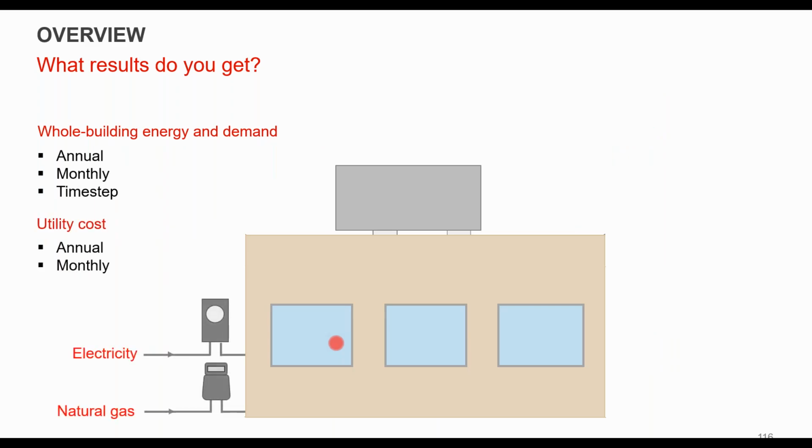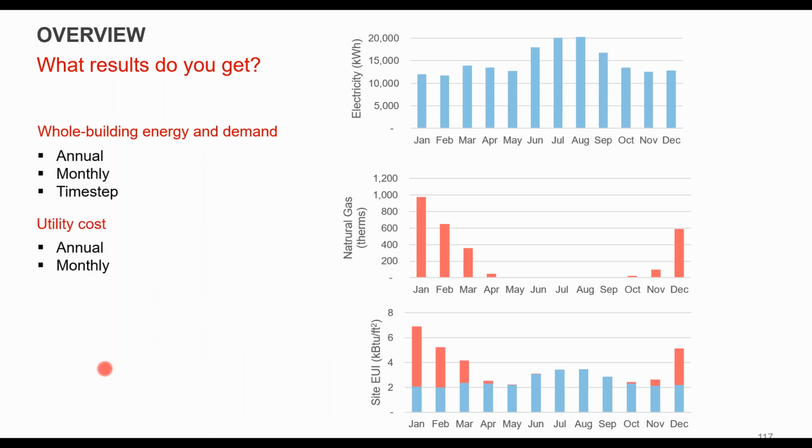But in general, you're going to be getting annual energy and demand numbers. You'll get monthly numbers summed up. Most tools will do that. You also get whatever you simulated at the time step. So most commonly that's at an hour, but depending on the tool, it might be sub-hour data as well. And if you put in your utility rates, you'll get monthly and annual costs. So in this case, this is electric and gas. So this might be an example of what you would get out in terms of electric and gas.